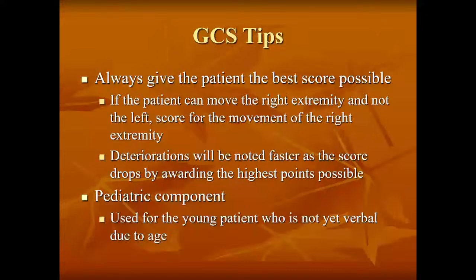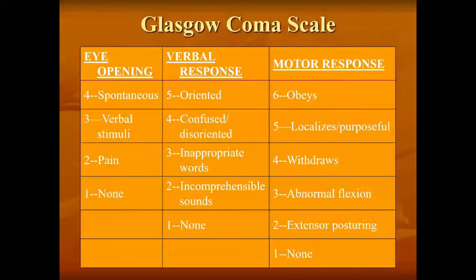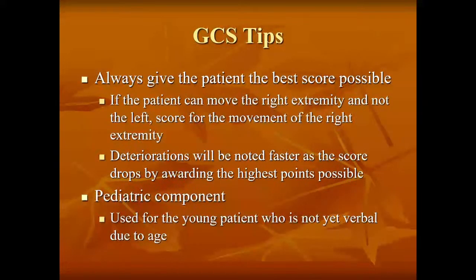All right, talk about GCS. We do this a lot in the ER, and it gets a little bit detailed here, and I won't talk about it too much, but basically you want to give the patient the best score possible, right? So if they can move the right extremity but not the left, just give them the credit for being able to do that and follow commands. And the reason we do that is because when they deteriorate, it's a little bit more sensitive, so you'll catch that deterioration sooner rather than later if you're giving them credit for a higher score off the bat.